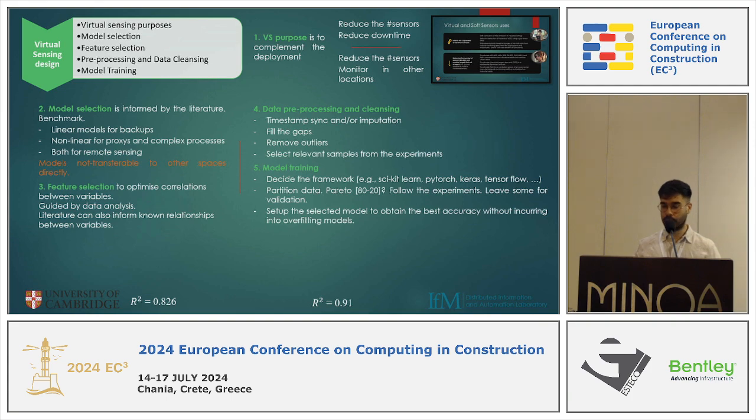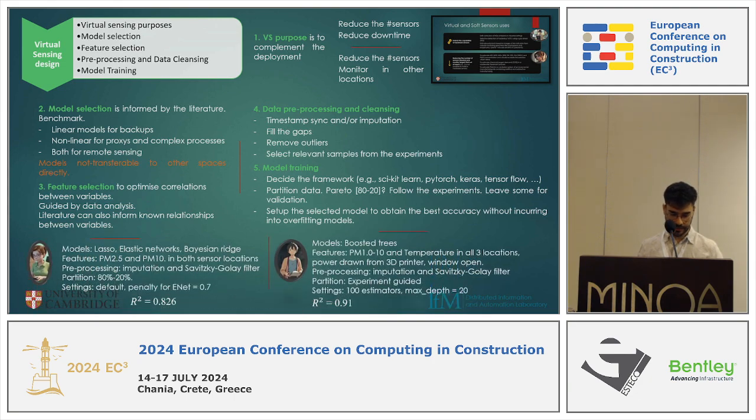For model selection, one thing that they both discovered is that these models are not necessarily transferable to other spaces unless there's some physical connection and the pollutants can filter between these two spaces. The rest of it is quite standard, but the results they got used, in the case of NOAA, linear models and certain feature selection, and in the case of Mikey, non-linear models like a boosted tree.